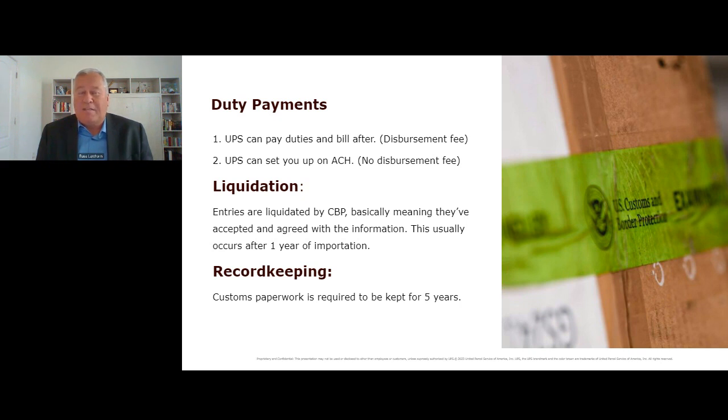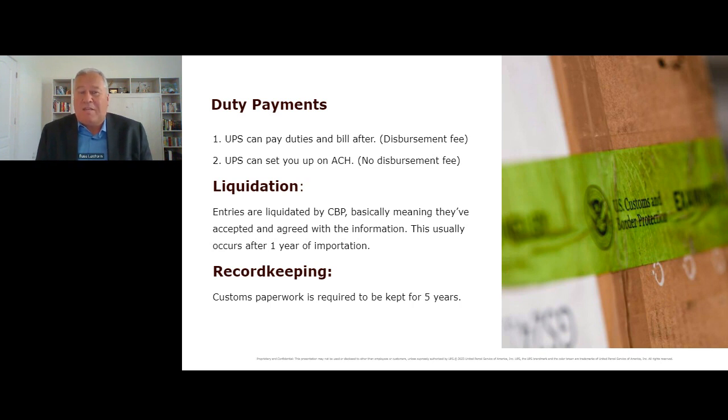When you're set up on ACH and your entry comes in, 10 days later they're going to come to that account and pull out the duties and taxes. It's like a lot of utility companies that are set up on your checking accounts today, an electronic debit for the duties and taxes. So you can be set up on ACH and you wouldn't have to pay a broker or a duty provider a disbursement fee.